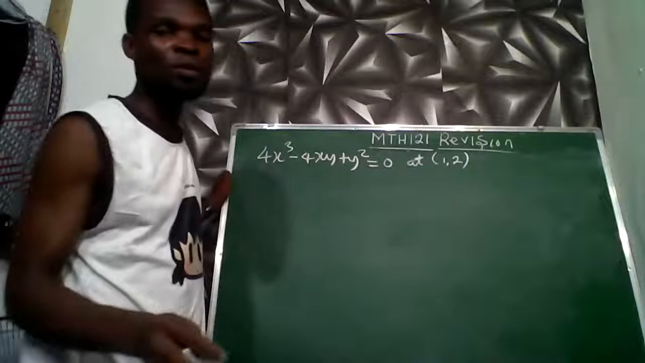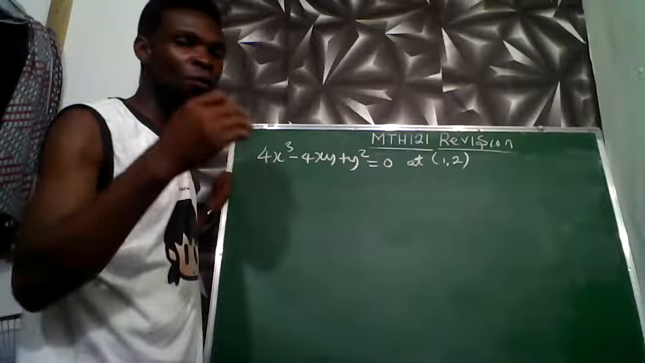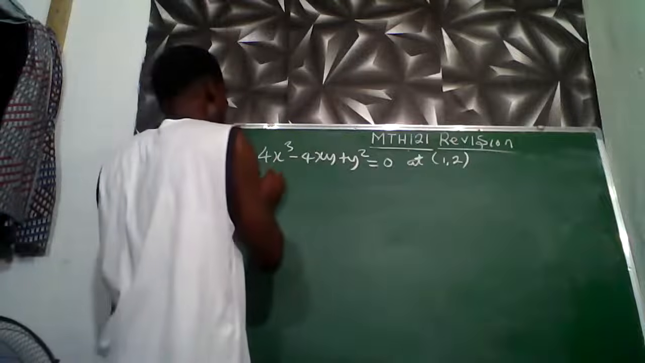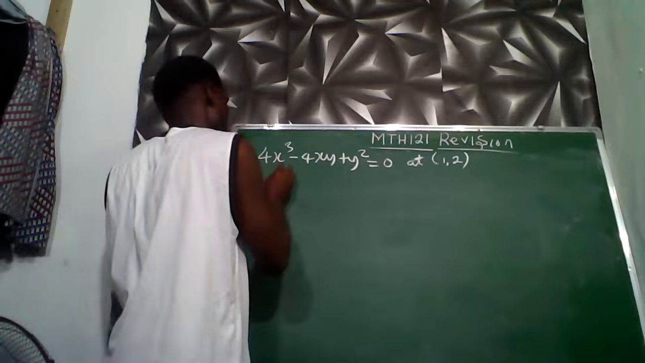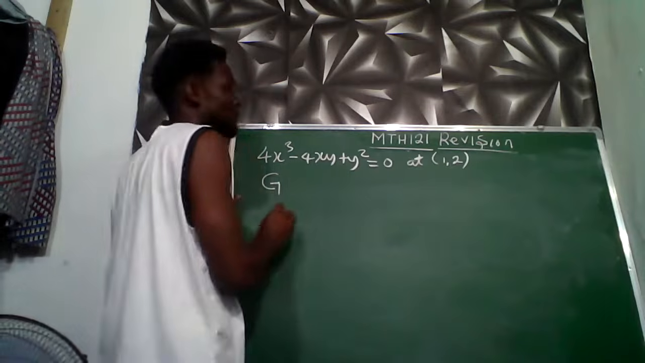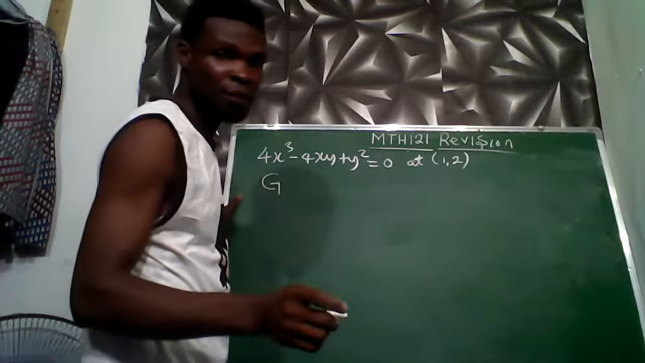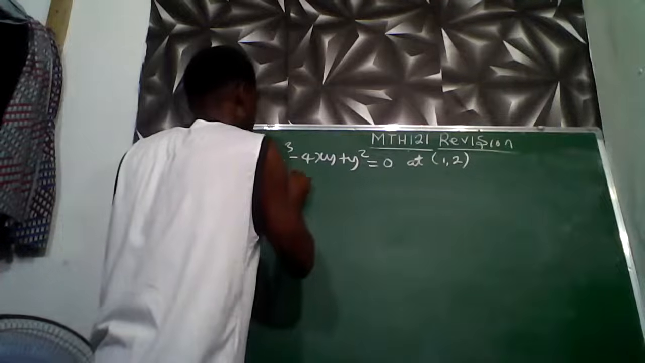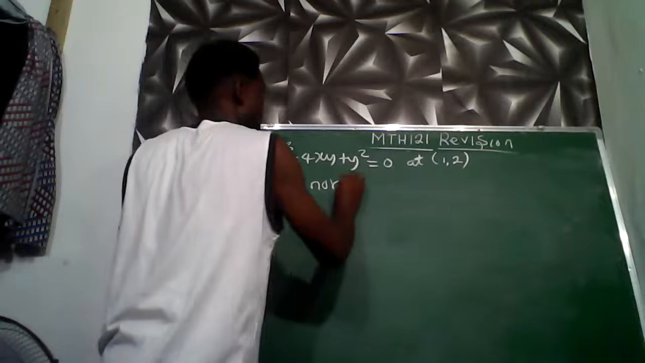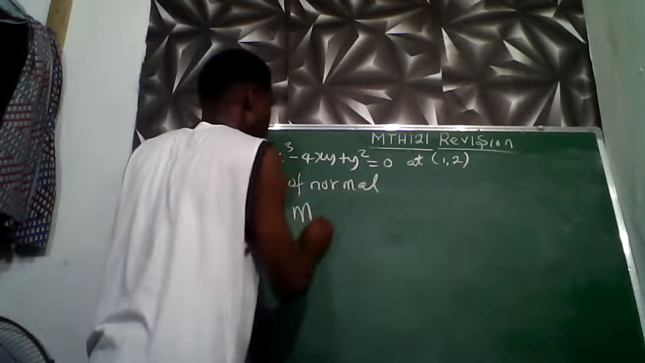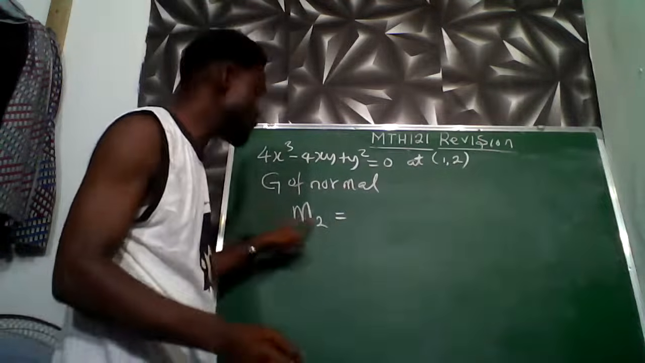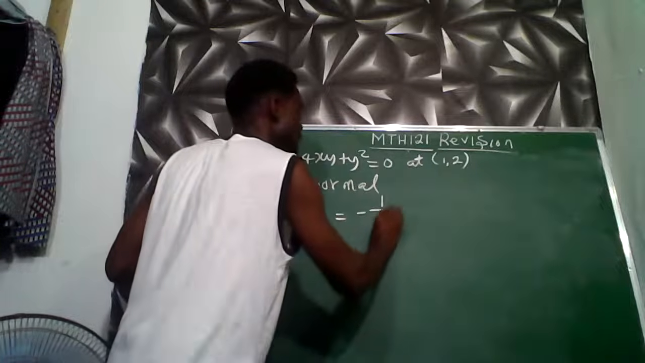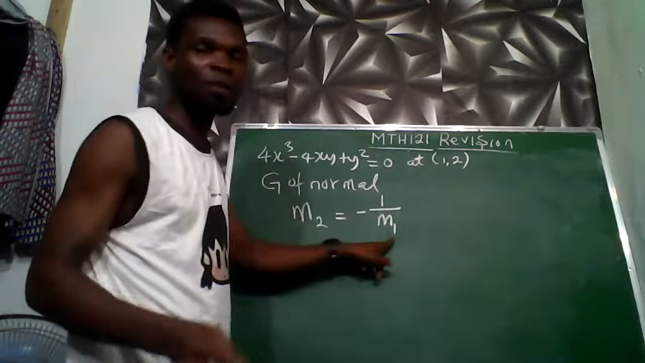So the question says find the gradient of normal to the curve. The gradient of normal is given as m2. It is equal to minus 1 over m1, where m1 is the gradient of tangent.